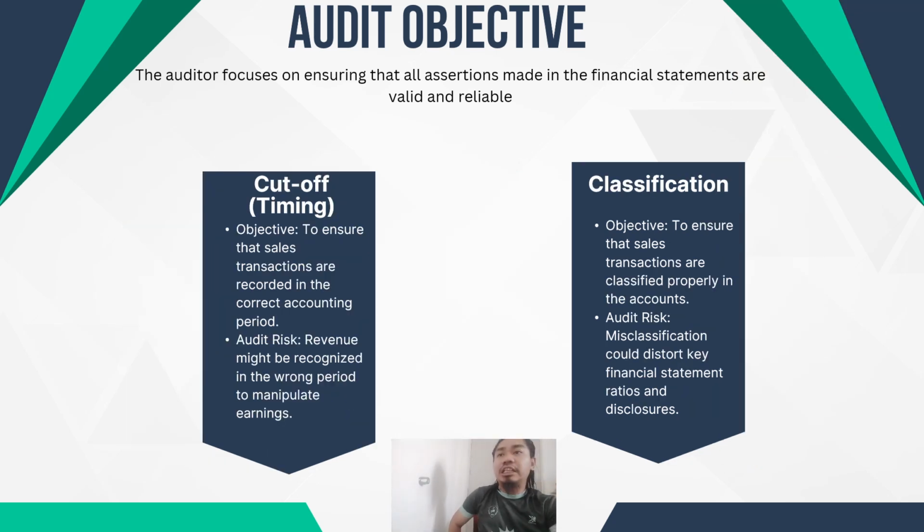In this slide, let's continue with two additional assertions for the sales and collection cycle, which are cut-off and classification. First, the objective of the cut-off assertion is to ensure that all sales transactions are recorded in the correct accounting period, with no premature recording and no delay. The audit risk is that revenue might be recognized in the wrong accounting period to manipulate earnings, particularly around the end of the fiscal year. This kind of timing manipulation can significantly affect reported income and mislead the stakeholders.